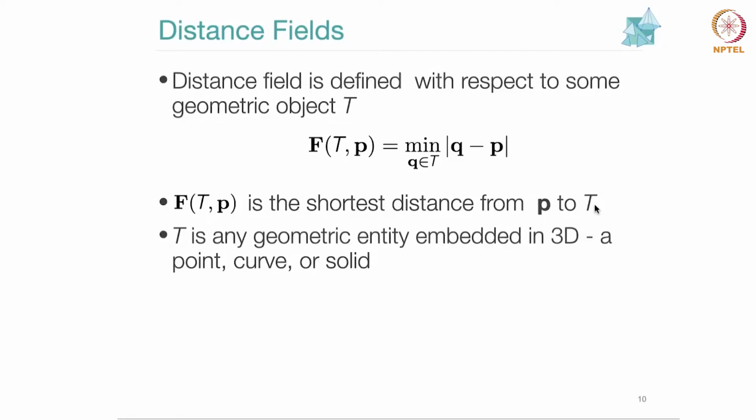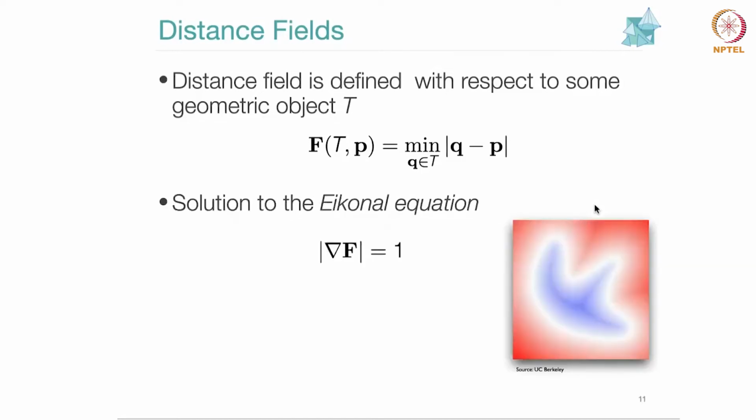And it so happens that that distance is the perpendicular distance if it's a smooth object. So F of T, P is the shortest distance from P to T in that sense. And T could be any geometric entity embedded in 3D or 2D. It could be a point, a curve, or a solid. That's my definition of distance field.